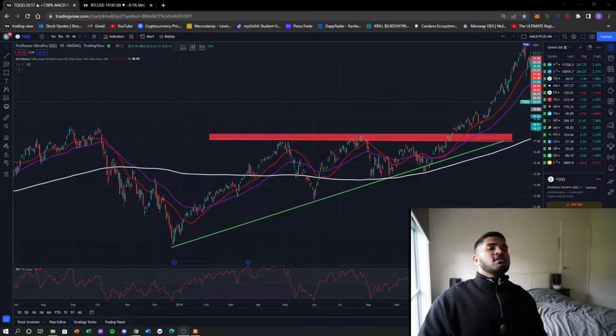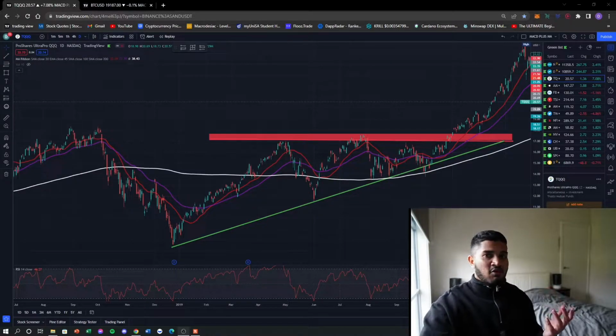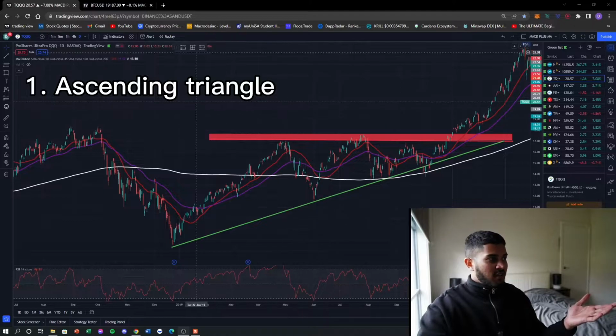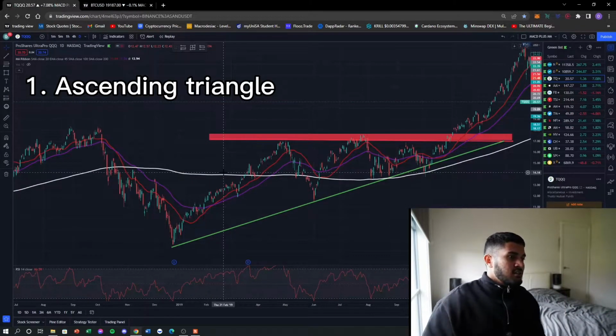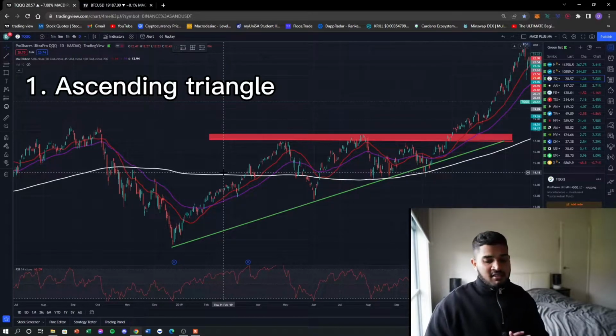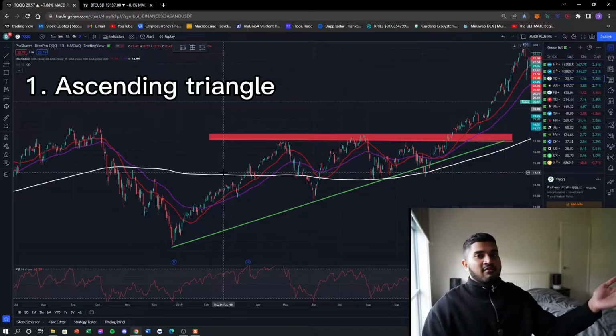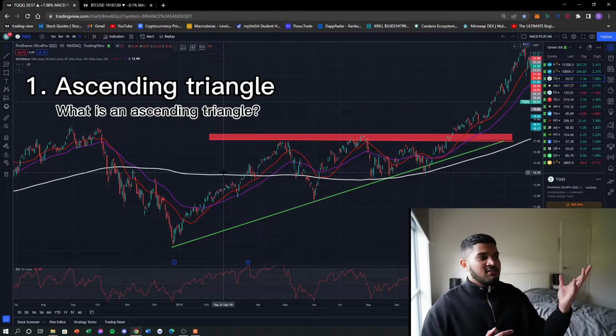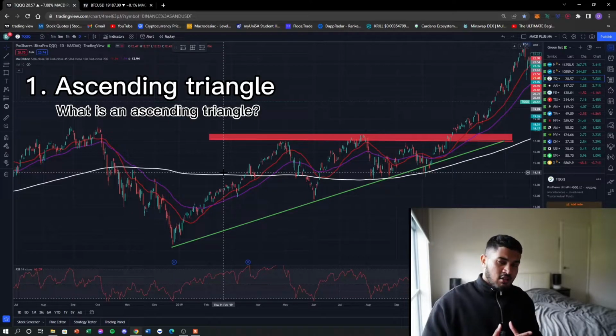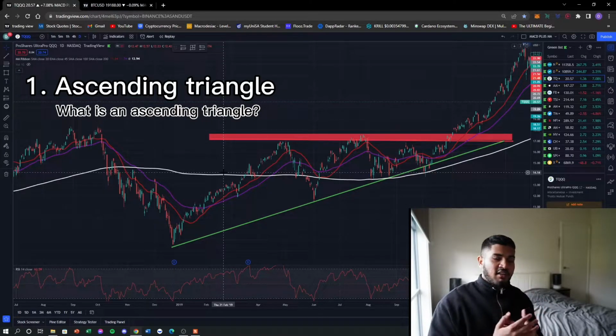So let's just go through the ascending triangle. This is an ascending triangle, and also good is a descending triangle. One of the main things is, what is an ascending triangle? It's literally that. So what does it mean? Why is it called an ascending triangle? It looks like an ascending triangle, that's probably why. So what does it signify?